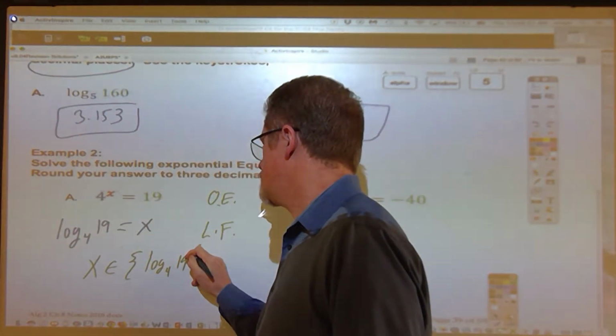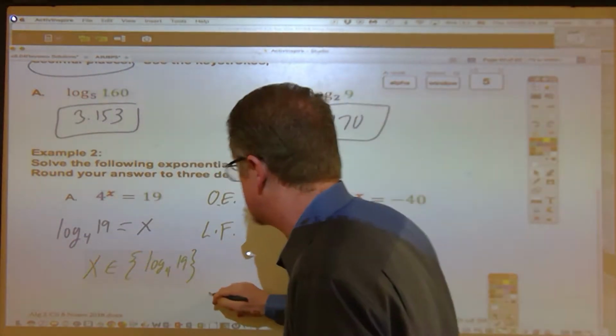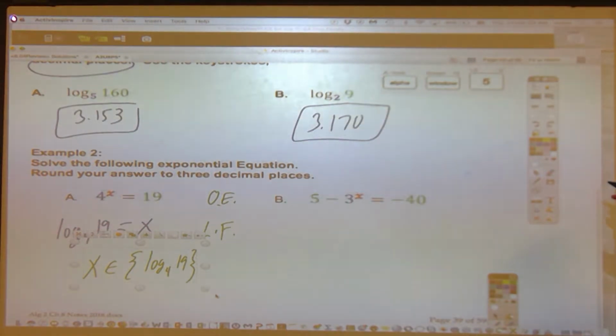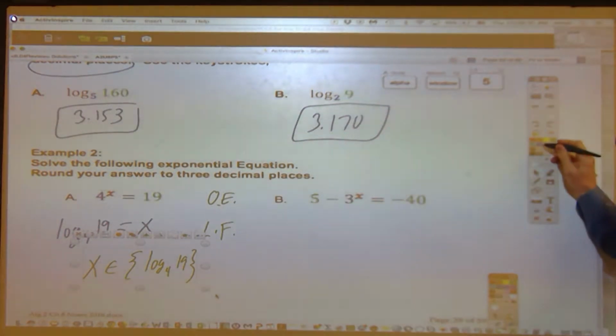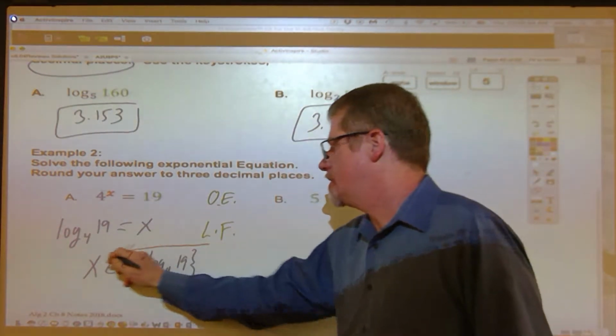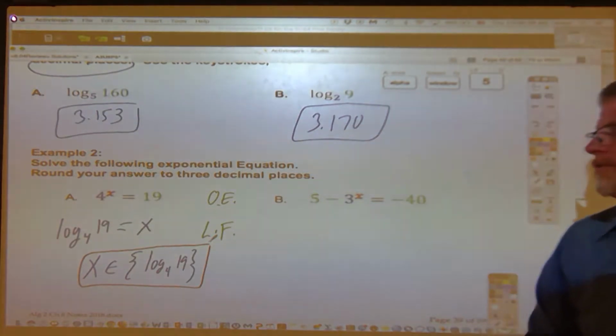And it's important to write that down because that's the exact answer. It's not the rounded answer. If this problem were on the non-calculator part of the test, then this is what you would do and say, that's my answer. There's only one solution to this equation, it's log base 4 of 19.